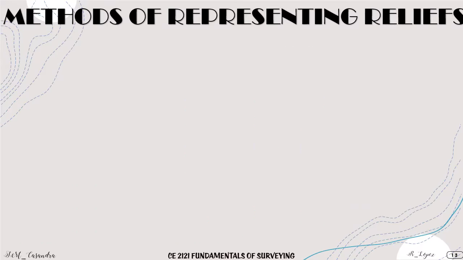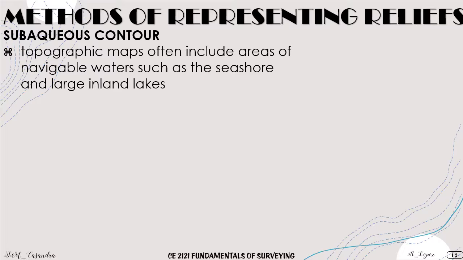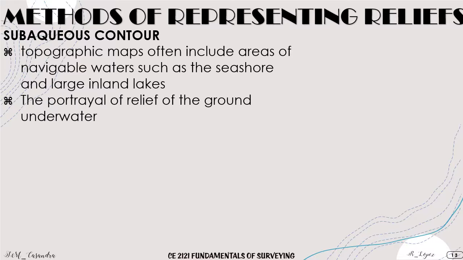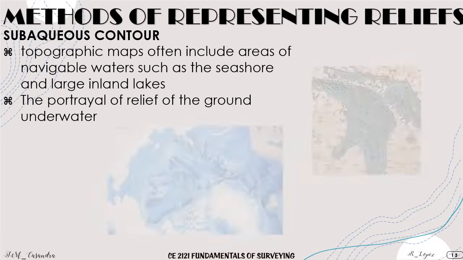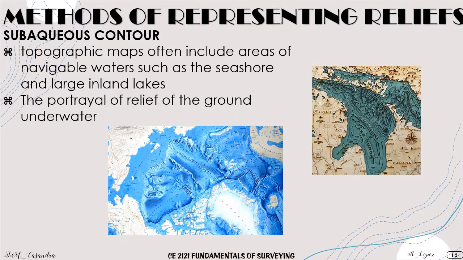Next method, we have the subaqueous contour, which is a topographic map that often includes areas of navigable waters, such as seashores and large inland lakes. So they portray the relief of ground underwater. These are examples of subaqueous contours. This one is a subaqueous contour of Antarctica. You can see the depth of water based from this topographic map.